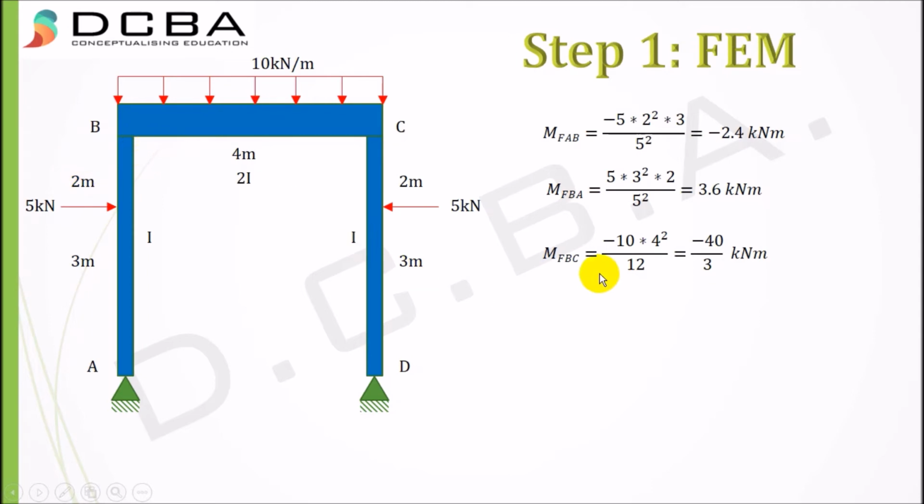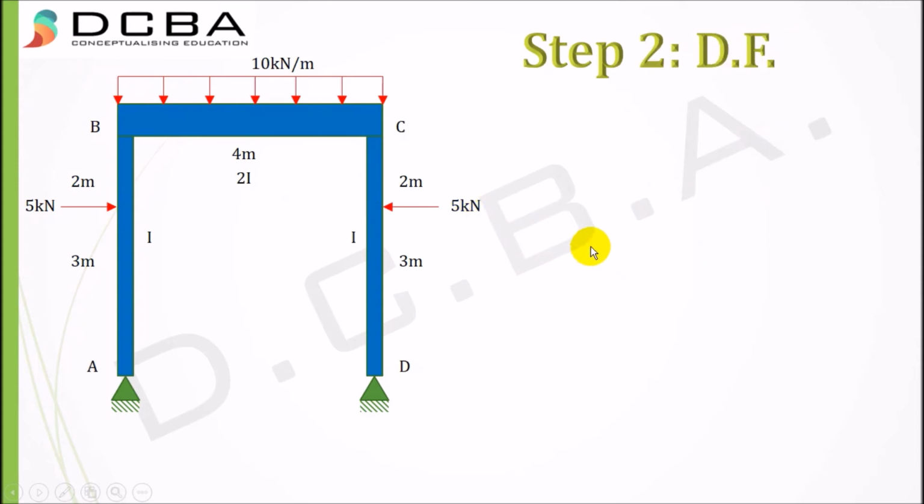MFBC is minus 10 into 4 square by 12, that is minus 40 by 3, and I hope you must be knowing this formula. It is WL square by 12, and again it is negative because it's an anti-clockwise fixed end moment. Step 2 is finding the distribution factors.